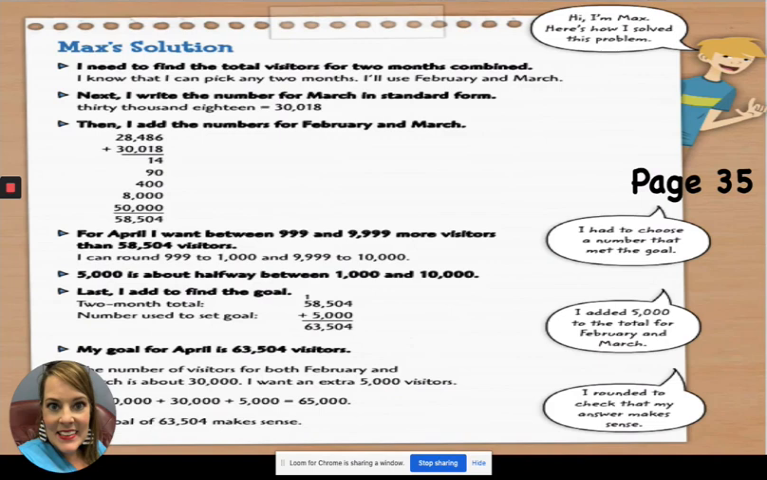So Max's solution, the first part. I need to find the total visitors for 2 months combined. So he says to himself, I know that I can pick any 2 months. I'll use February and March. So he chose to use February and March. Next, I write the number for March in standard form. So originally it was in word form, and he converted it and wrote it into standard form. Why do you think he did that? Why do you think that he chose to convert it from word form to standard form? Think about that for a moment.